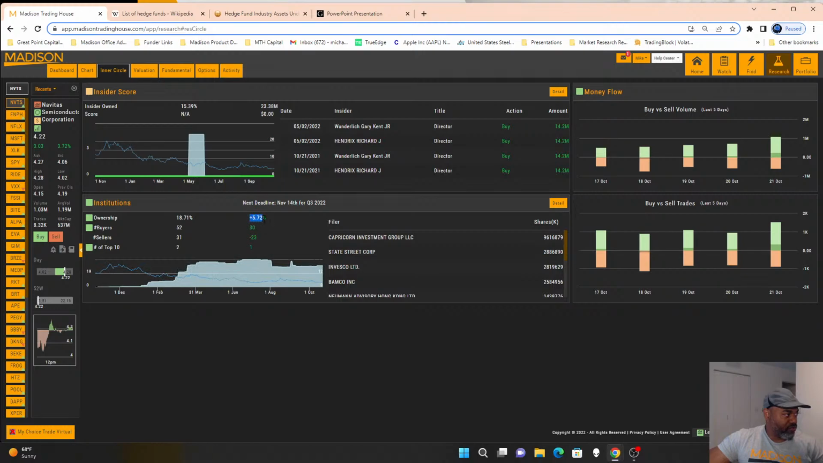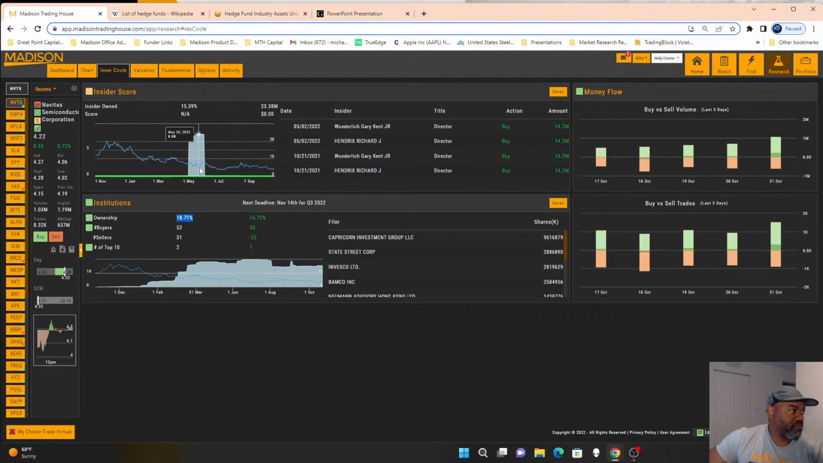So we have an increase of 5.72% of ownership. We have 30 more buyers, 23 fewer sellers, and 1 more top 10. This stock is owned 15.39% by insiders. That's a big number, and it's actually comparable to the amount owned by institutions. So this one, I would say the activity of insiders does make a difference.